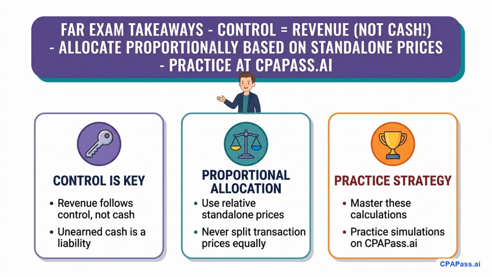To wrap up, remember these critical rules for the FAR exam. First, control equals revenue. Never recognize revenue just because cash was received. Cash received in advance is a contract liability.